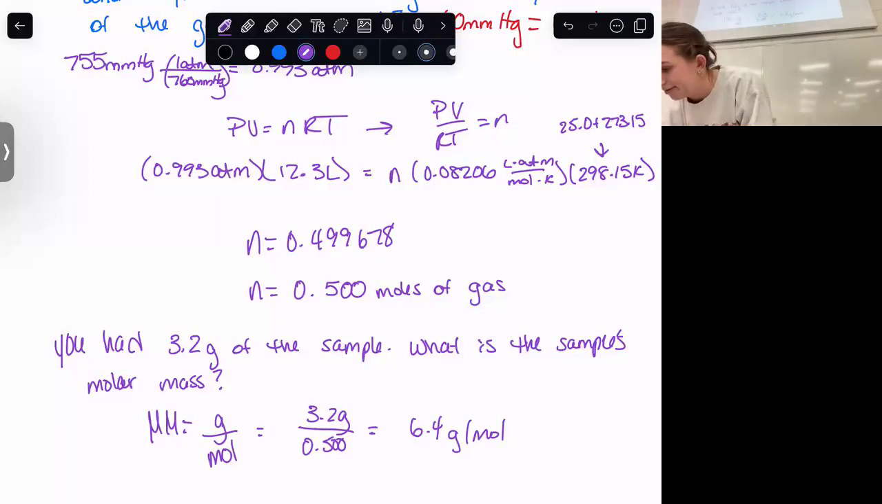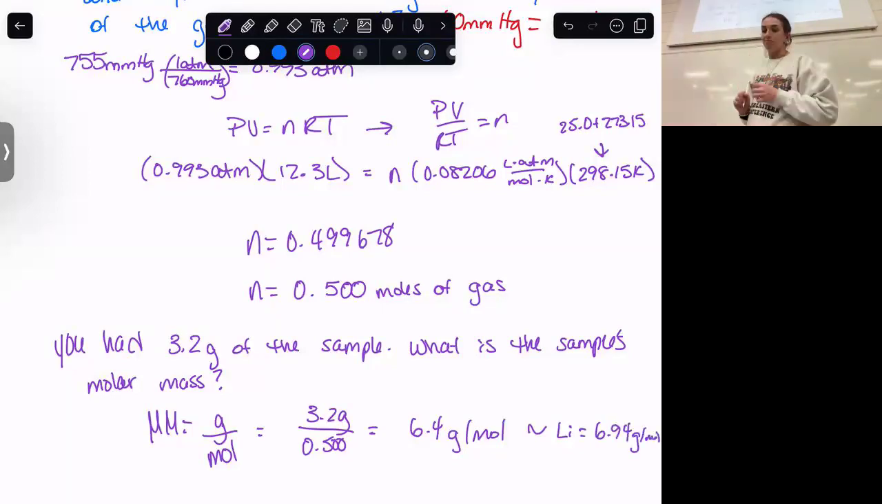Lithium is equal to 6.94 grams per mole. So if I was smart, I would give you something like 3.4. But it would be about lithium, right? You look at your periodic table once you've found your molar mass and say, okay, this is probably going to be lithium gas in my sample. Does that make sense, how you would solve an identify-the-gas-type question?